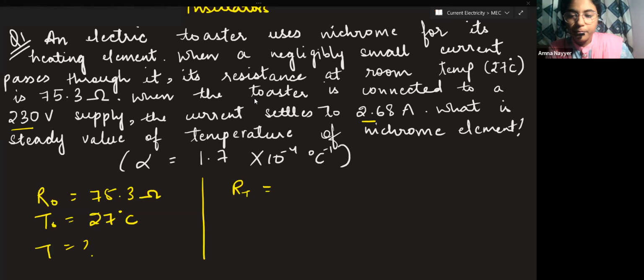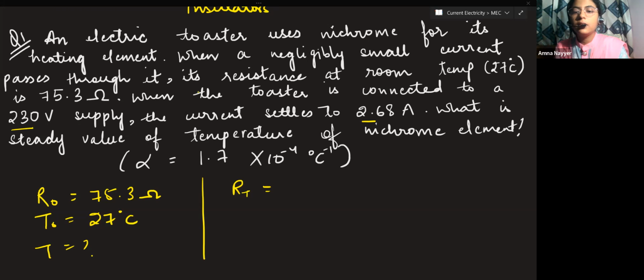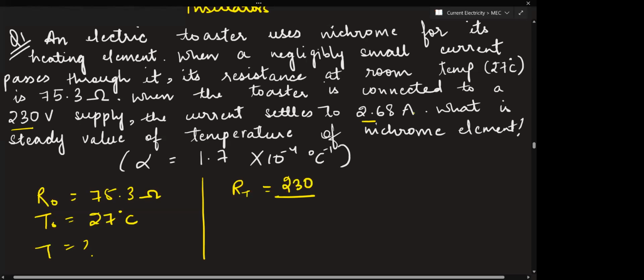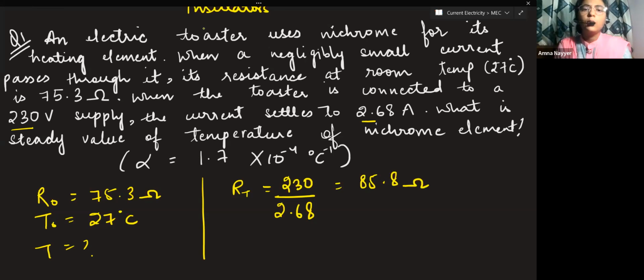Yes, Kulsum? R is equal to V by I, 230 by 2.68. Because this is V by I, R will be V by I. So 230 by 2.68 will be somewhat 85.8 ohms. That's why I was asking the people who have submitted their answers, was it coming this much? Approximately, it would come around this much. 230 divided by 2.68. So you have RT with you.